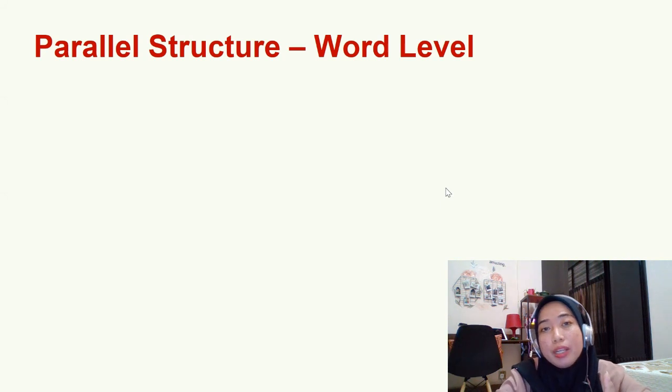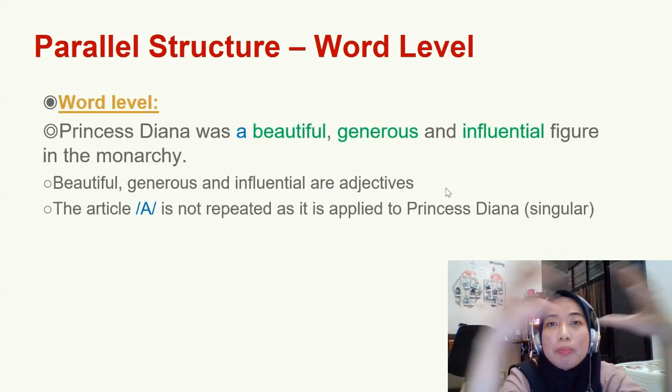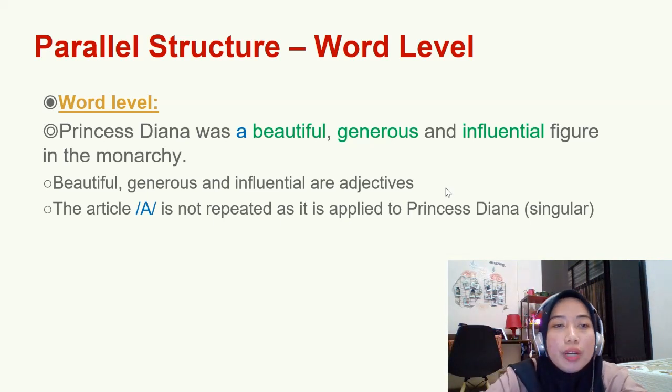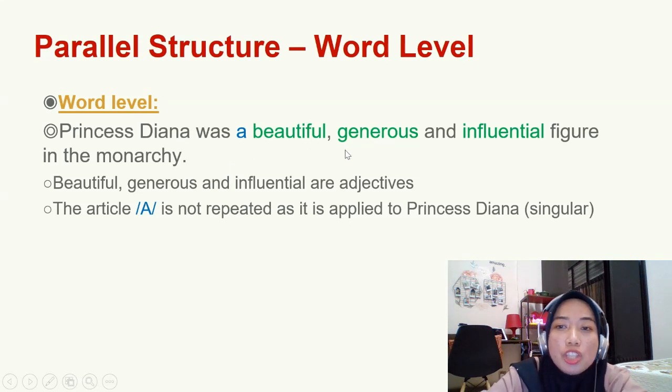The first one is word level. So this happens when you are working with separate words. For example, here, Princess Diana is a beautiful, generous, and influential figure in the monarchy.